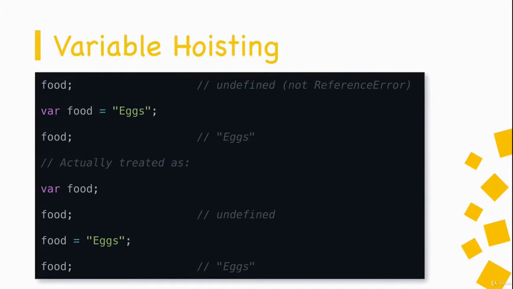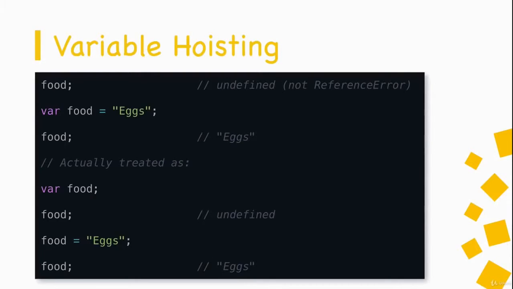So although we declare the variable food in the second line, the variable declaration, which is var food, is actually moved to the very top. So these 3 lines of code are actually treated as var food first, then we're trying to access food, which currently contains undefined because we haven't assigned it a value yet, and then we assign the value eggs to food, and then we try to access it, it gives out eggs. So this is called variable hoisting.